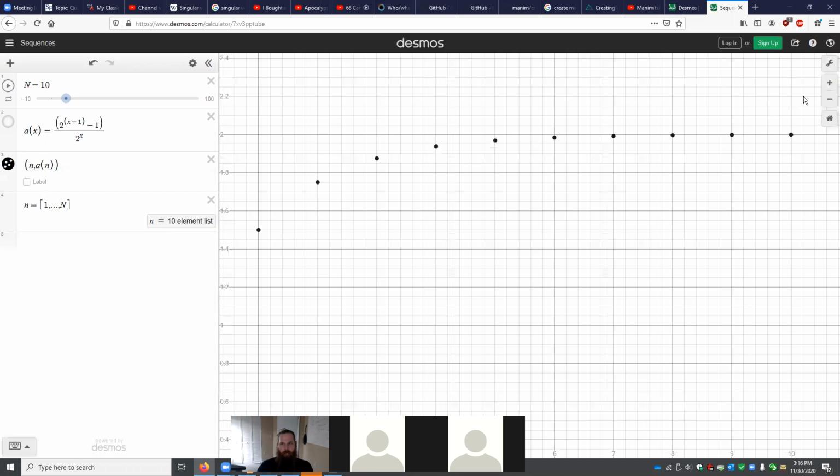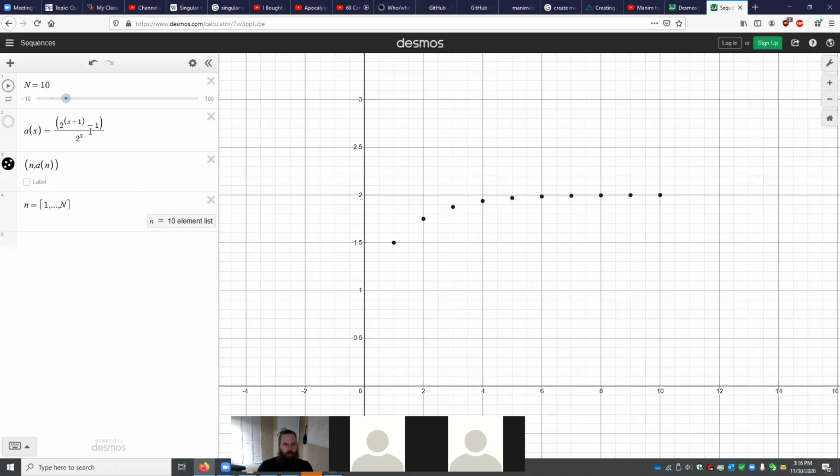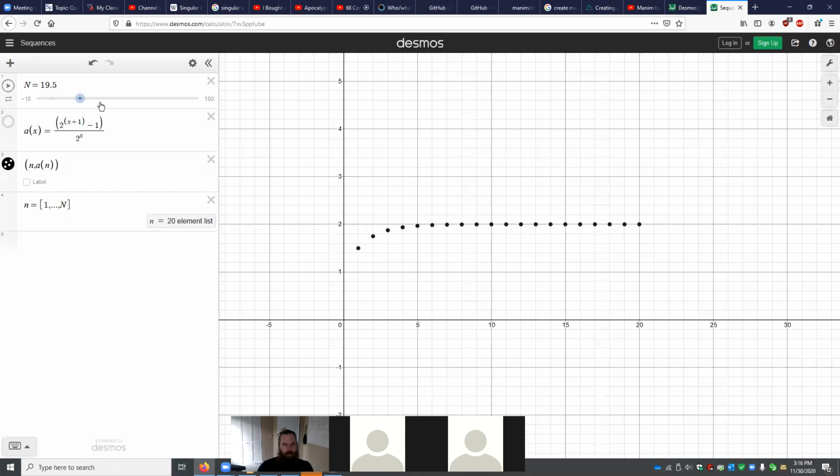So here's the graph of the sequence Sn that we were just playing with. 2 to the n plus 1 minus 1 over 2 to the n. As I let n get larger and larger and larger, you'll see these dots get close to the line y equals 2, and then they stay there.